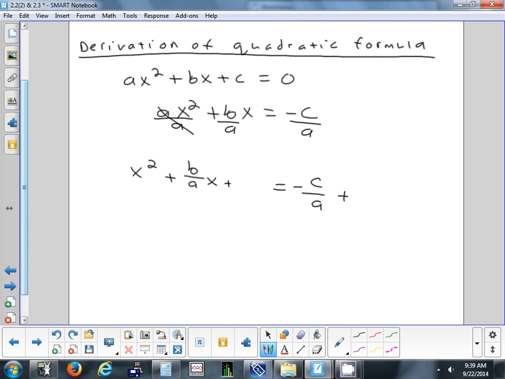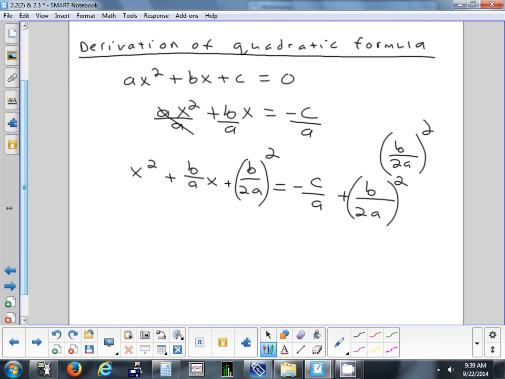Now we have to add something to both sides to complete the square. Does anybody remember what you do? It's something with the b over a, two things. You do one thing, and then you do one other thing. You divide it by 2, which is the same as multiplying it by a half. So that's half of it, b over 2a. And you square it. That's what you need to add to both sides: b over 2a squared, and b over 2a squared.